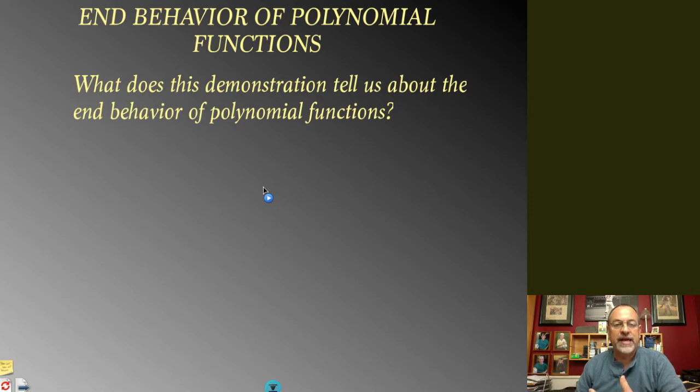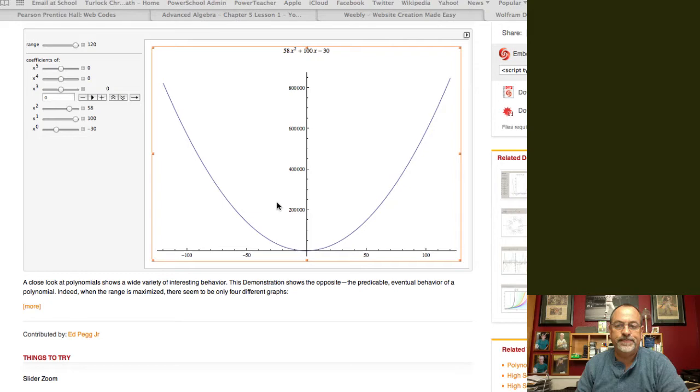Now let's take a look at the ends of the polynomial. We're going to look specifically at the end behavior. What's happening as the function approaches negative infinity? What happens as the function approaches positive infinity? I want us to look at this demonstration that I have to give us a picture, or to help us see what's happening as we go on.